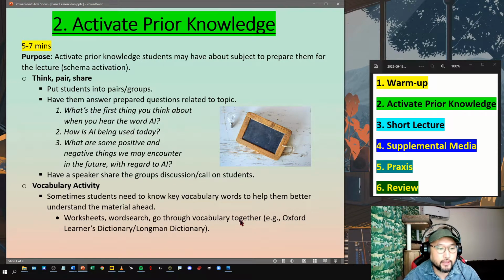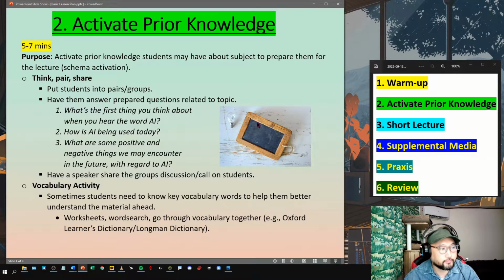I do really like the Oxford and Longman dictionaries because they're very second language learner friendly, and anyone learning English, or anyone whose first language is not English, these are two great dictionaries for them. So I always recommend these to my students. Anyways, the Think, Pair, Share activity and the vocab activity, these are two great ways to activate prior knowledge that our students may have.